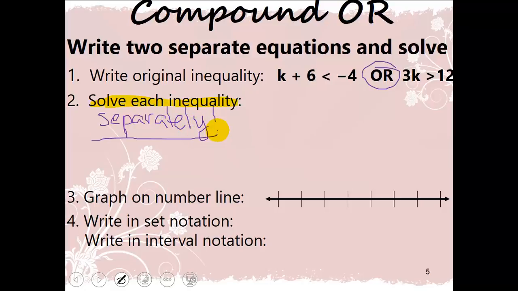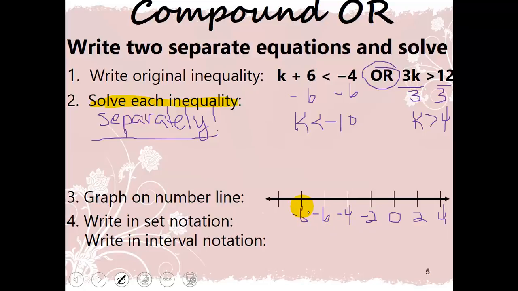Separately. So I'm going to subtract 6, and I get k is less than negative 10. And then on this one, I'm going to divide through by 3, and I get k is greater than 4. Okay, so let's do 0, 2, and 4. And then negative 2, negative 4, negative 6. Okay, I barely can fit this. Negative 10. Can you guys read that? That's an 8.